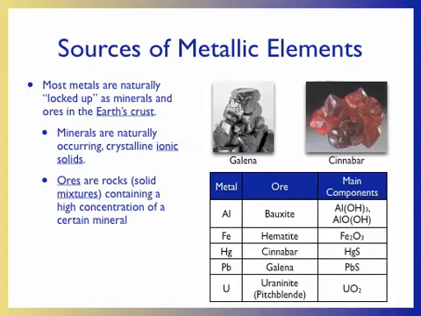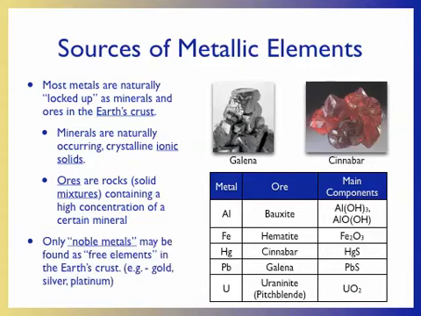Mercury is found in an ore called cinnabar. This is mercury(II) sulfide, which in a highly crystalline state forms a very beautiful red crystalline solid. Lead is mostly found in the ore called galena, which mostly contains lead(II) sulfide. Finally, uranium is found in an ore called uraninite or pitchblende, which is mainly uranium(IV) oxide.